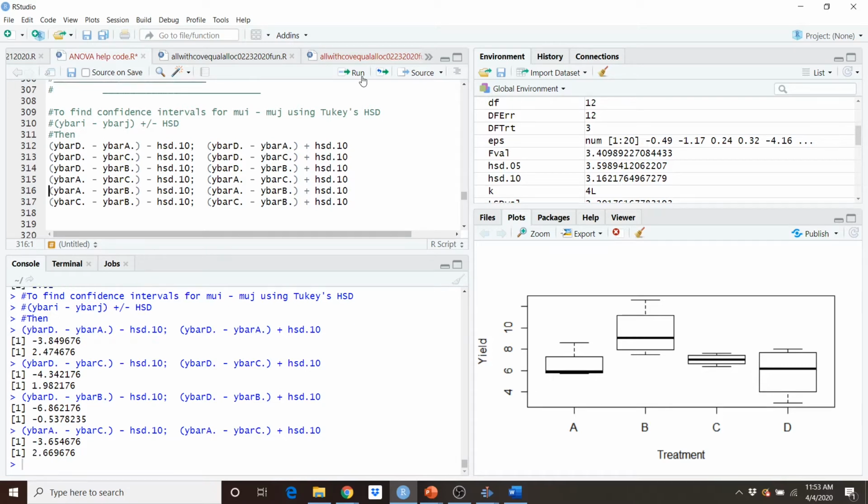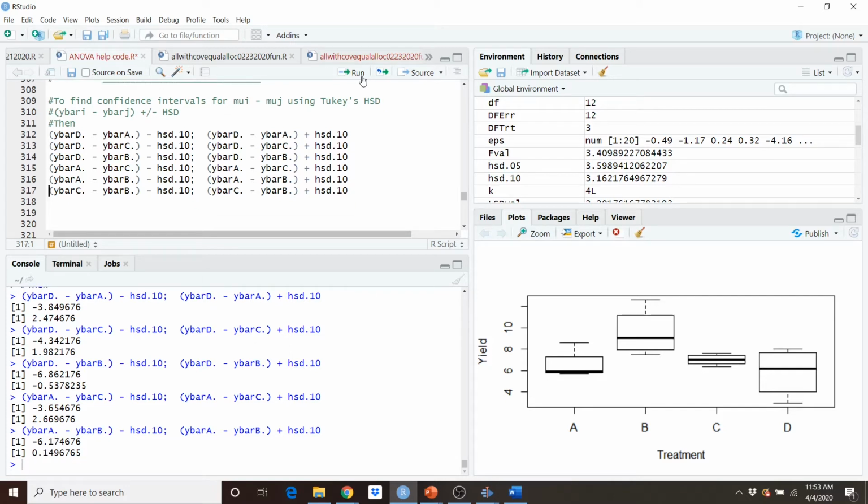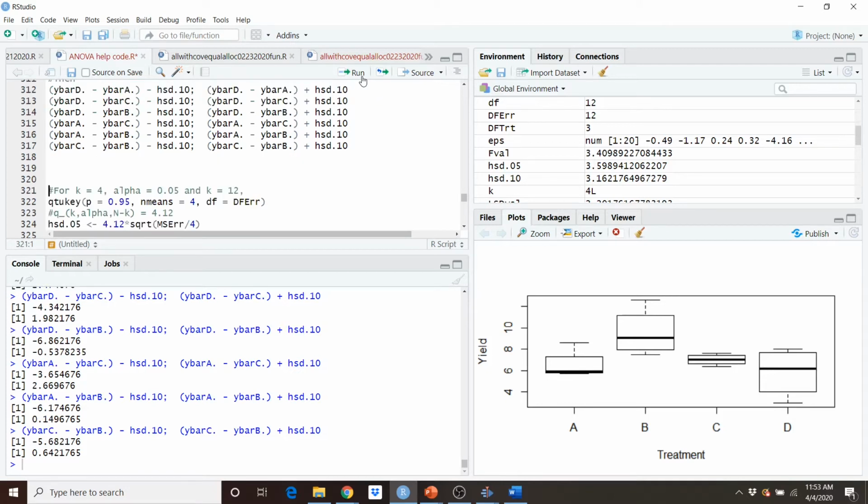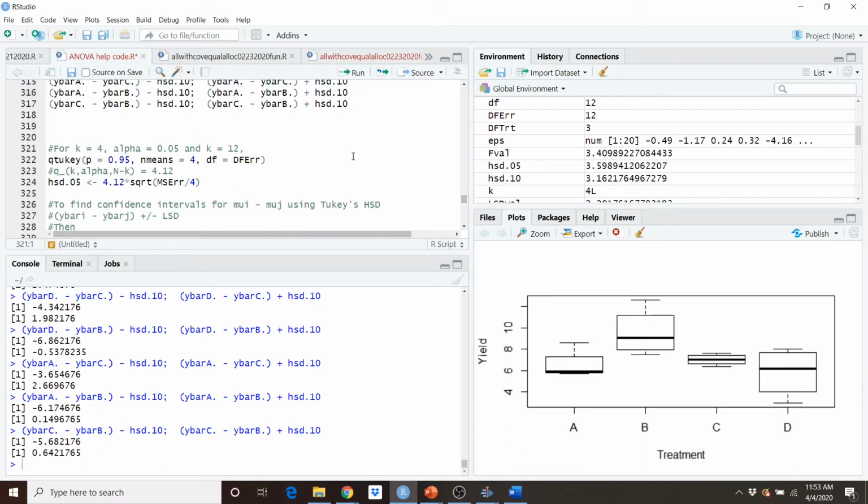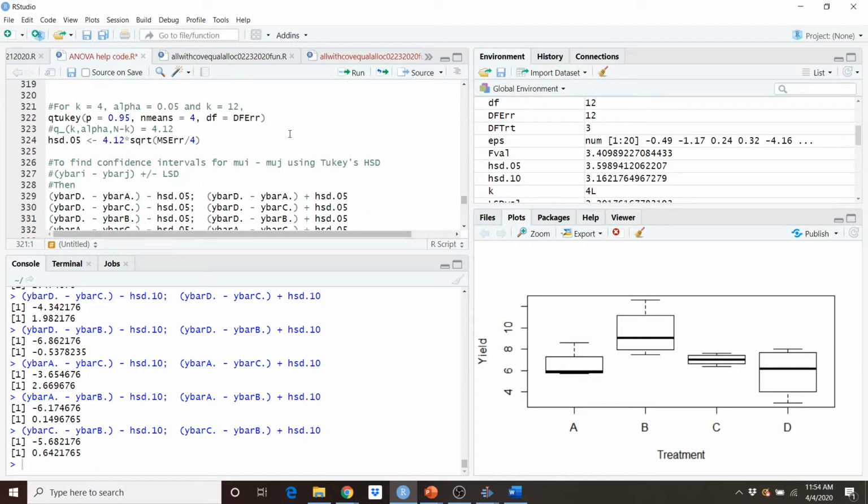When we compare A and C, negative 3.65 to 2.66, zero is in the interval, so these are similar. A and B, negative 6.17 to 0.1496, so we can see that A and B are similar. And finally, when we look at C and B, negative 5.68 to 0.64, these are similar. Suppose instead we would rather use an alpha of 0.05 in our interval.